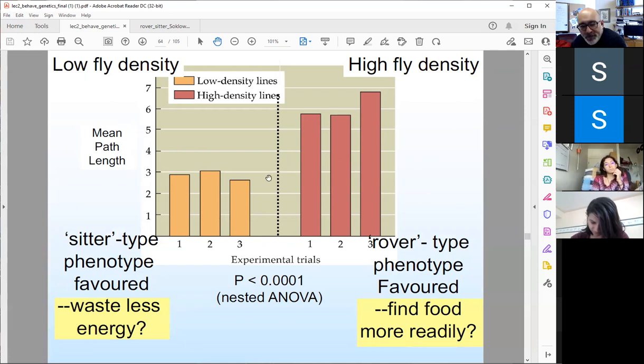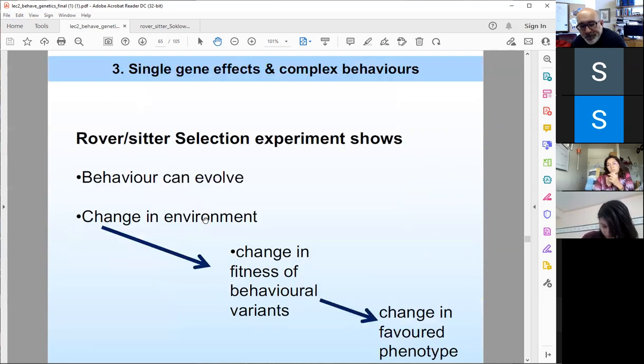Versus the low density lines, which seem to favor the sitter phenotype, perhaps because you have to waste less energy to search for food. There's no point running around looking for food if there is more food available per capita. So per larva, there's more food available because it's low density. And therefore, you'd be doing nothing more than wasting energy if you were running around looking for more food, because you could just sit in the same spot and feed.